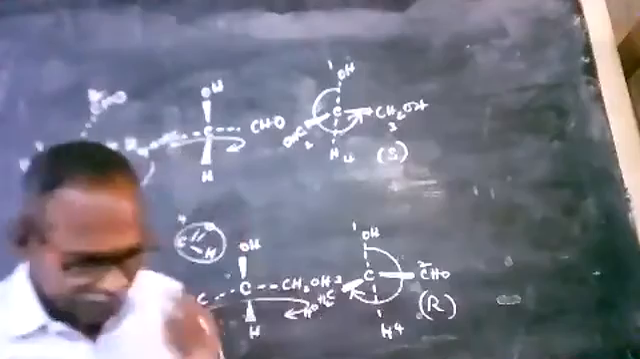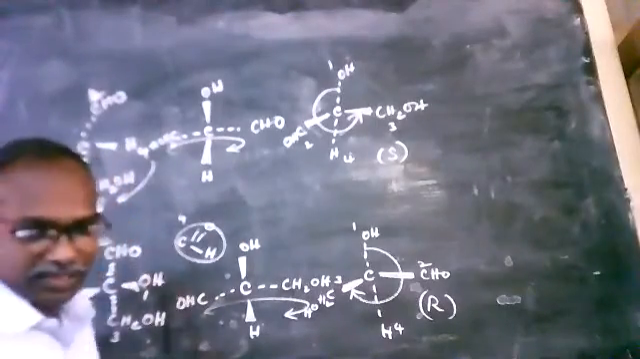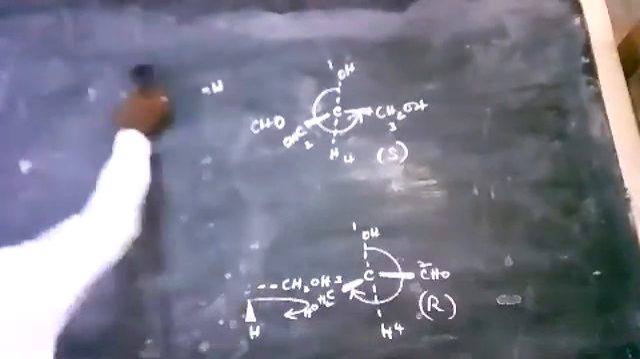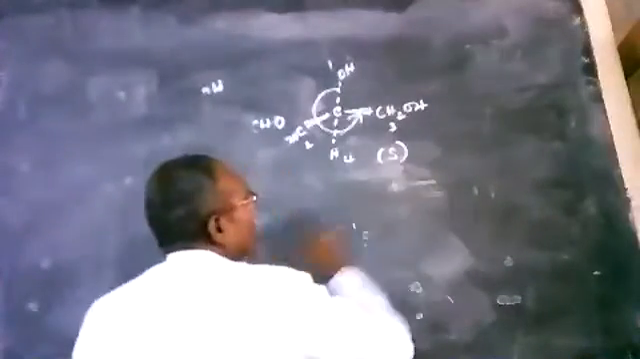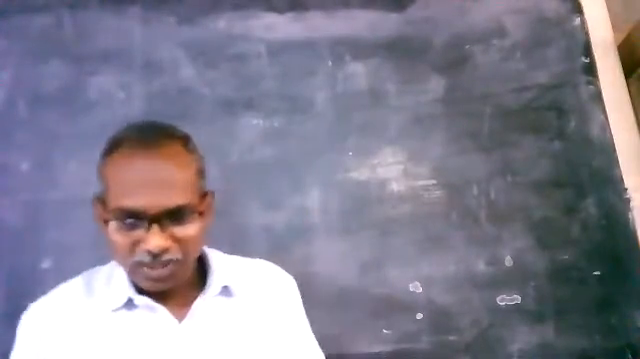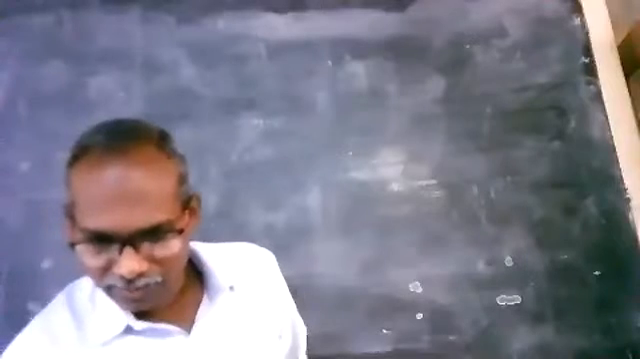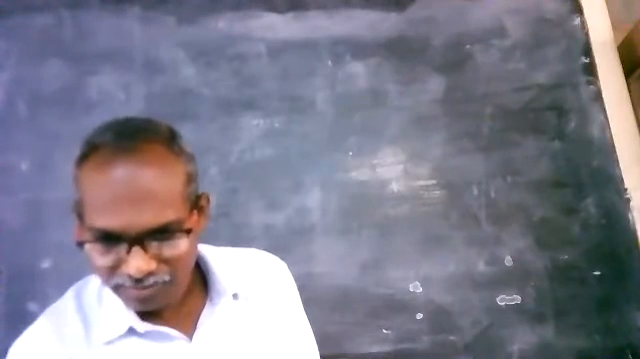Now you can take another example of multiple chiral carbon centers. So wait a minute, I will bring a model and then I will teach you. Then you can understand very easily. Wait for a minute, I'll be back.